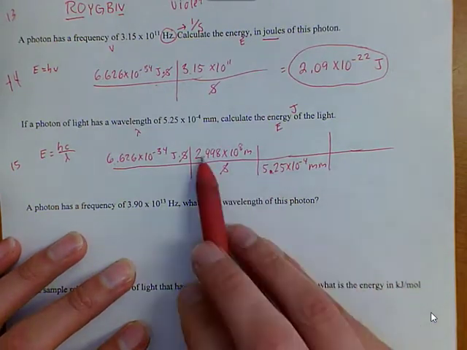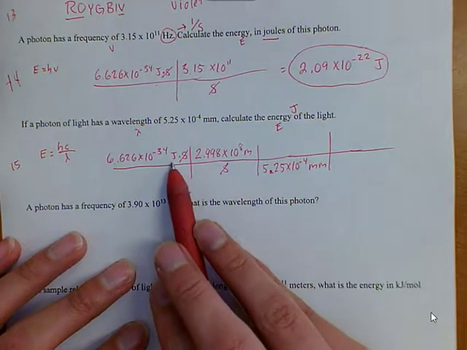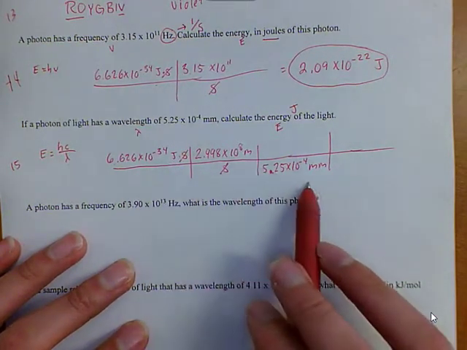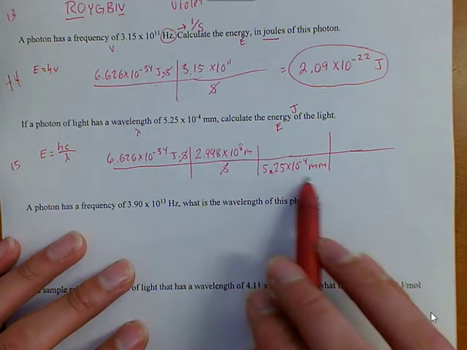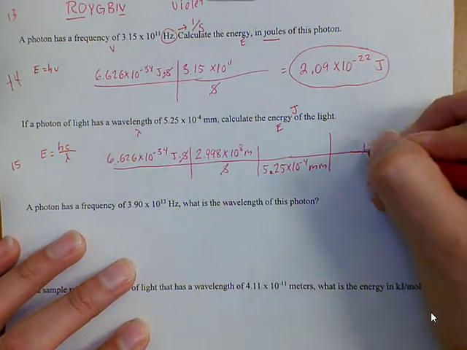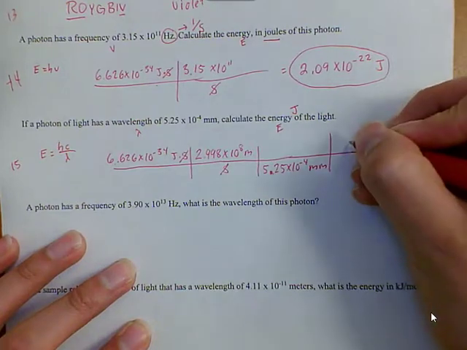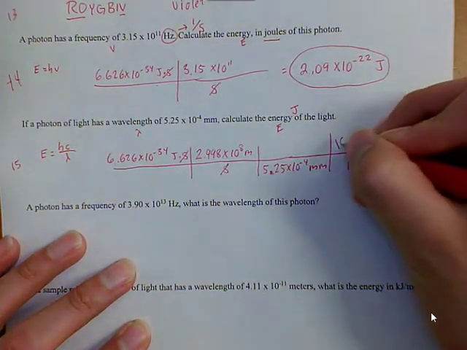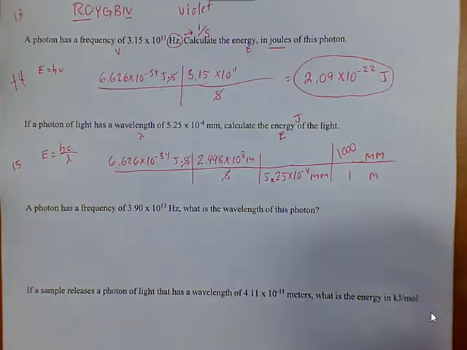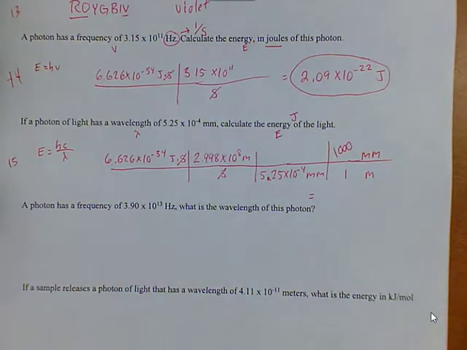So that's the only thing I want to keep. I want to keep this joules. So I need to get rid of meters and millimeters. I need to get rid of both of them. So we're going to do a metric conversion. Millimeters, meters. 1 meter is 1,000 millimeters. And there we go. Just plugging it in.